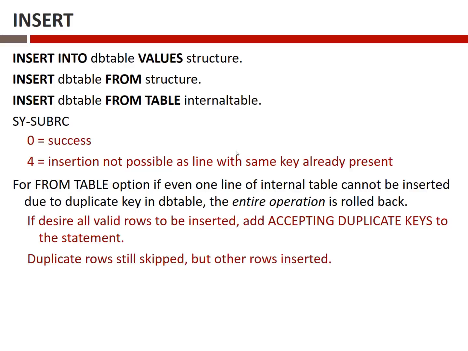I have an internal table with 10 records in it. 8 of them are good. 2 of them would cause a key violation because they duplicate a table key. If I use insert DB table exactly as it happens here on the third row, nothing gets put in. Because if any of the records are bad, they're all thrown away. And I, of course, would get a SY-SUBRC of 4. But if I add accepting duplicate keys, the ones that can go in do, and the ones that can't, don't.